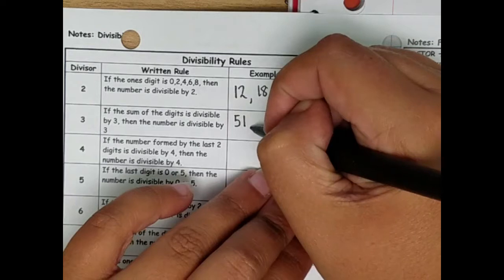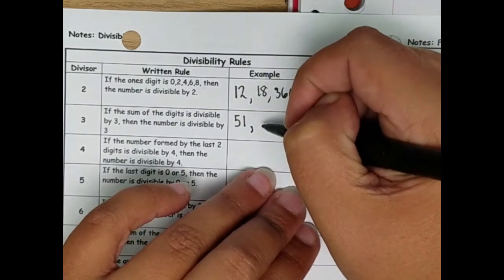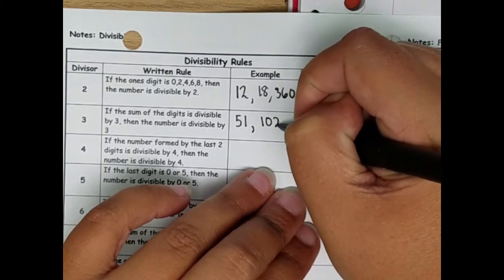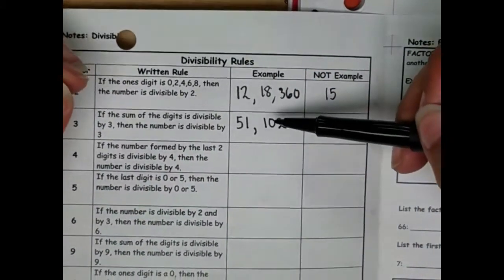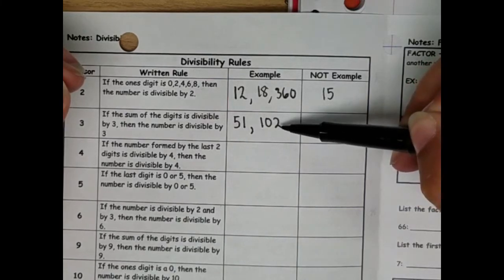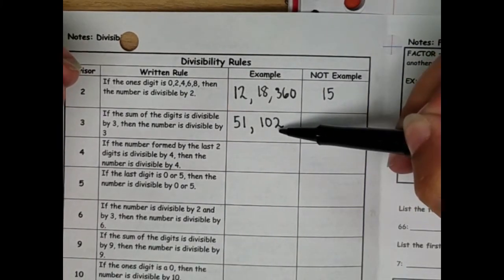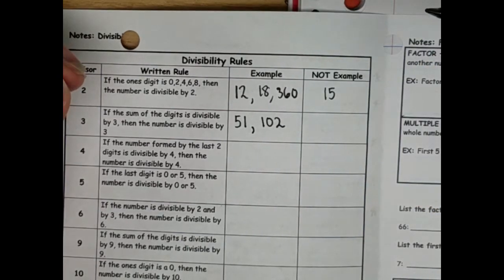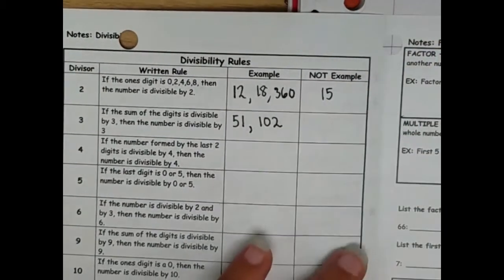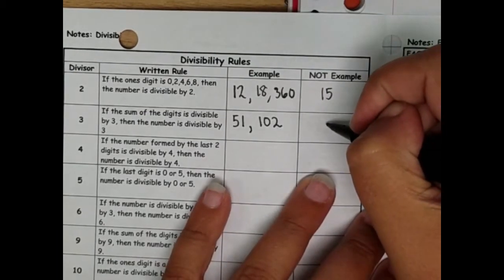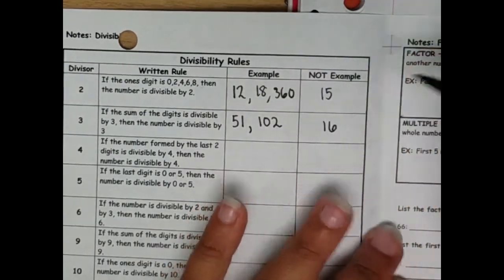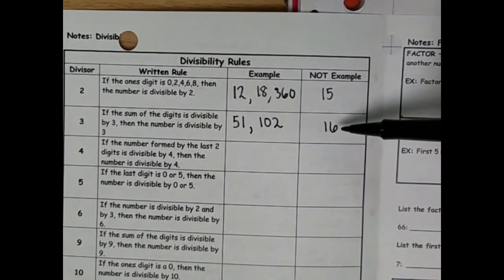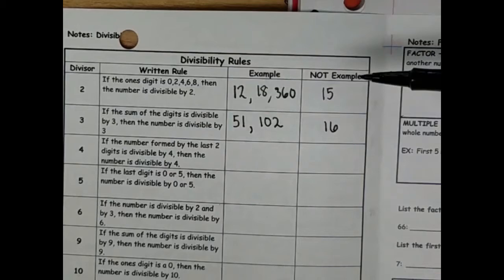Another example that maybe you wouldn't think of would be, let's try 102. Well, if I take 1 plus 0 plus 2, that gives me 3. And 3 is divisible by 3, so therefore 102 is divisible by 3. Okay. A non-example, let's do 16. If I add 1 plus 6, I get 7. 7 is not divisible by 3.